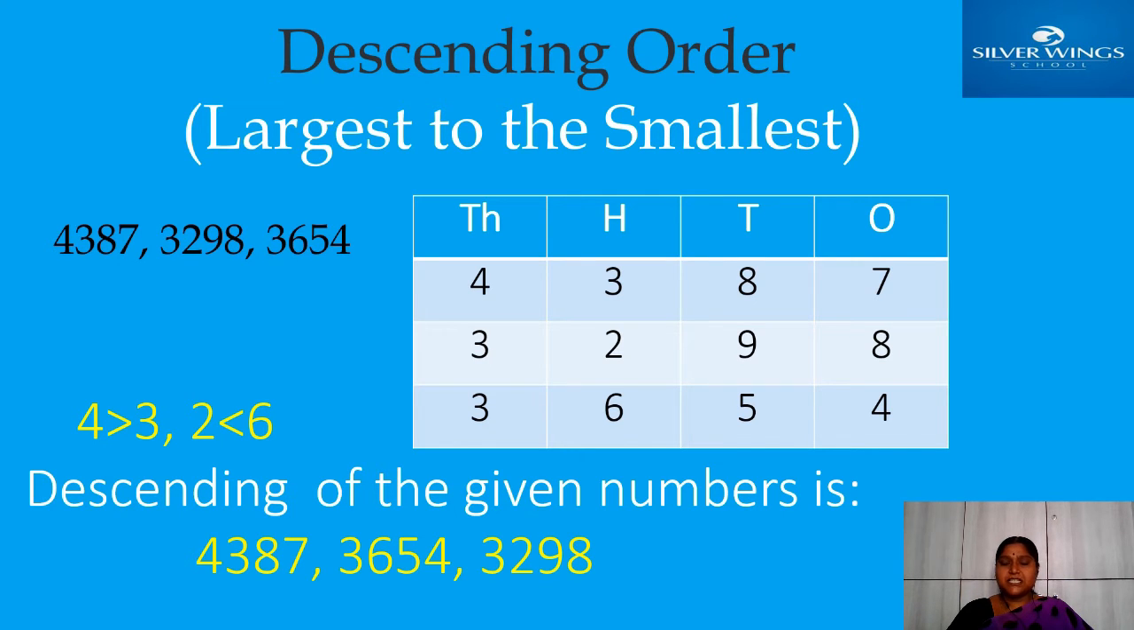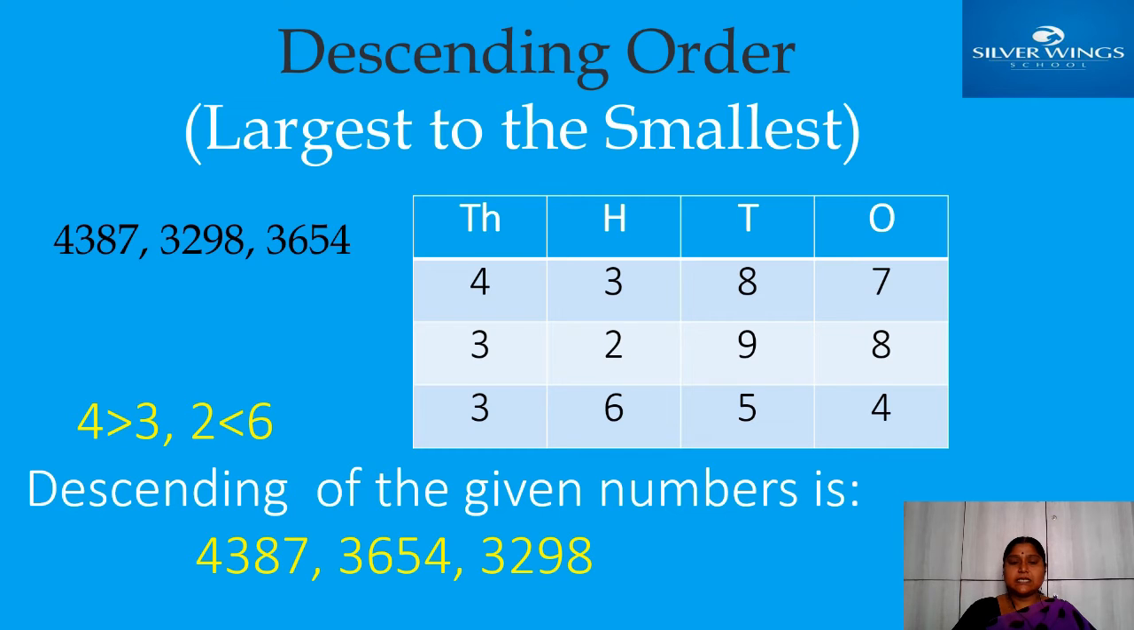Now compare which is the big number, 2 or 6. Yes, 6 is the big number. That means 2 is less than 6. Here we want to write the big number first, no? So you should write the third number, 3,654, in the second position. Now the last number is 3,298. You should take that second number and write it in the third place.